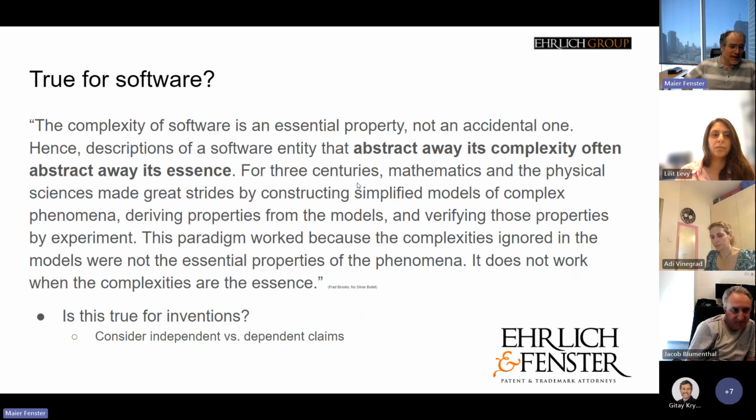One last warning about abstractions. Here's a quote from Fred Brooks, who wrote the book The Mythical Man-Month. He's famous in software engineering. And he's warning us that you might abstract away the complexity in such a way that it abstracts away the essence. Now, complexity means that you have different components with interactions.